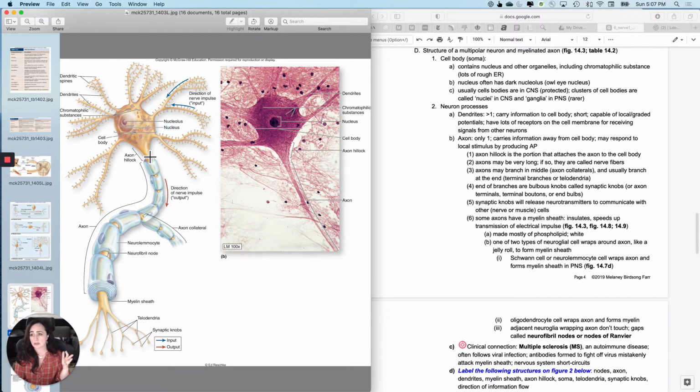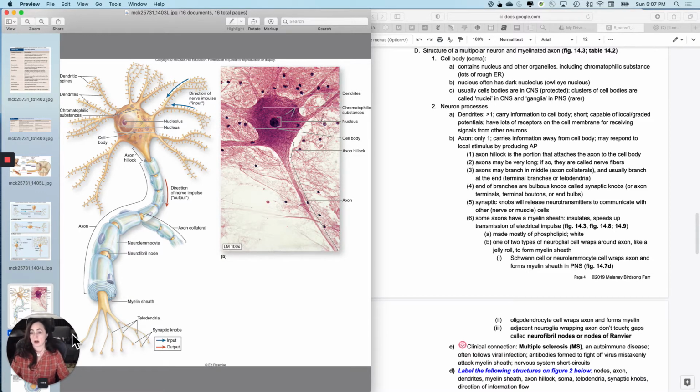When axons are super long, sometimes they refer to them not as nerves, but as nerve fibers, which is one of the little parts if I teased apart a nerve. Now axons can branch in the middle, and these branches can continue to form. This is called an axon collateral. It's still controlled by the same axon and works with the same axon, but it's branched in the middle. So they can branch in the middle, and then they do branch at the end.